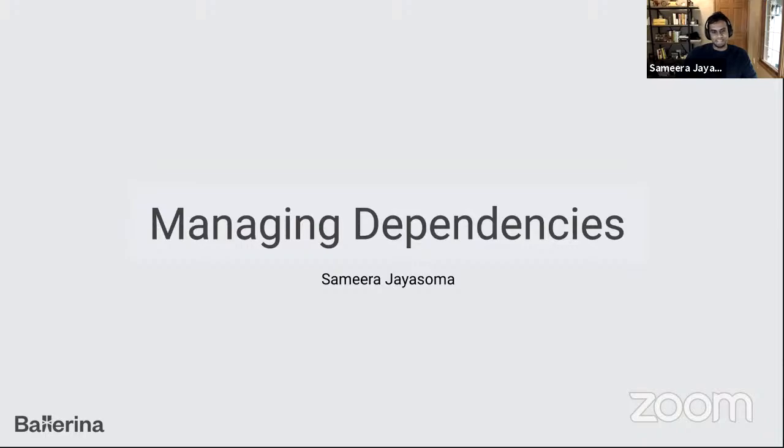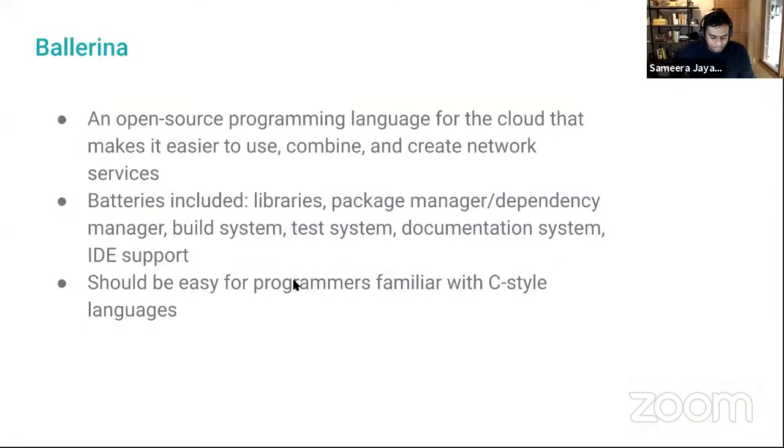All right. So in case there are new people, I did this slide just to explain a little bit about Ballerina. I won't take much time. It's an open source language for the cloud, and it makes it easy to write network services or use network services and combine them to produce systems.